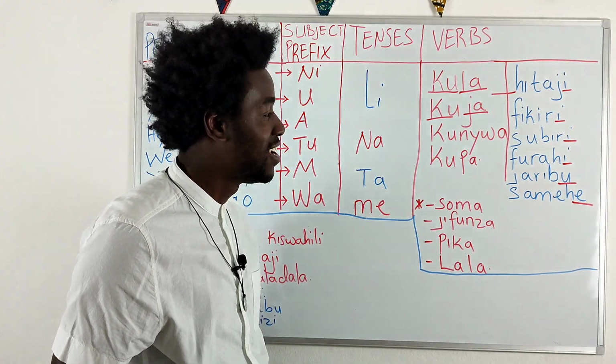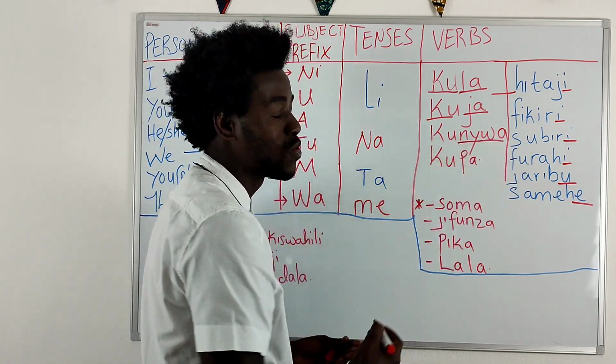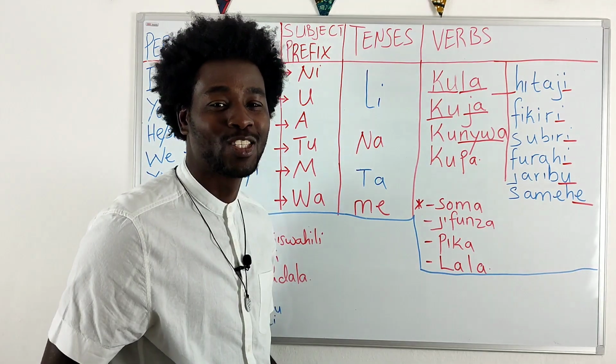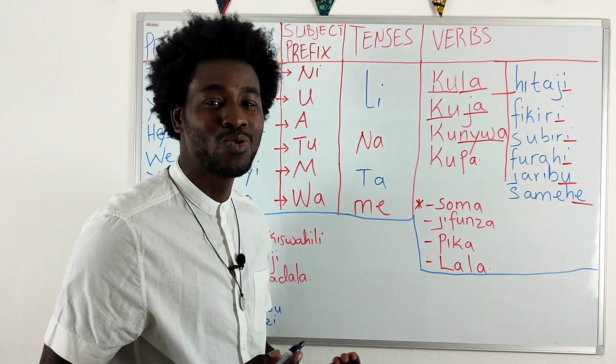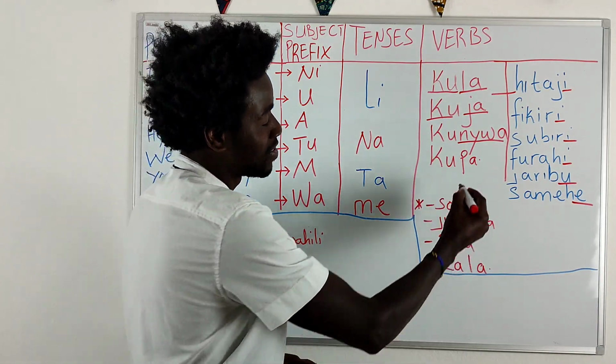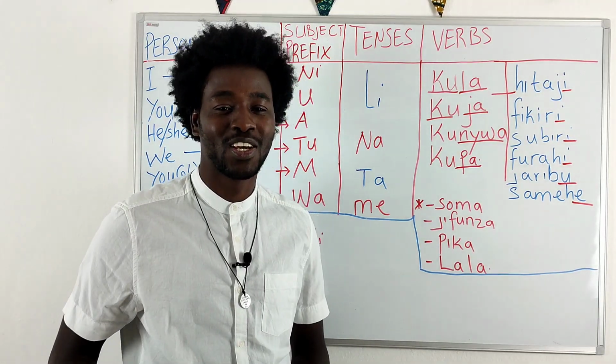And another one is kunywa. This is to drink. And kupa, this is to give.